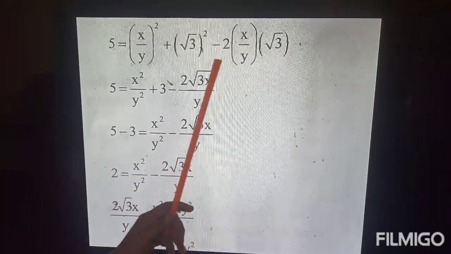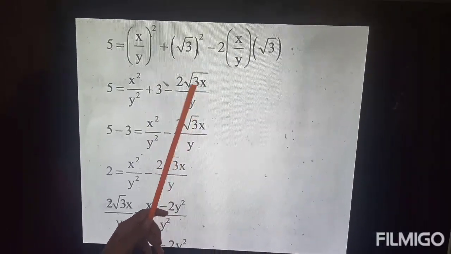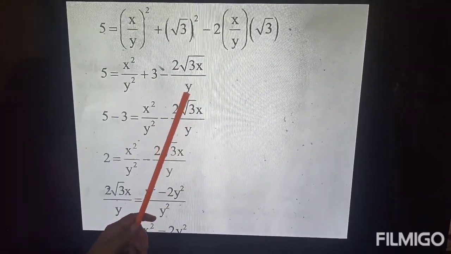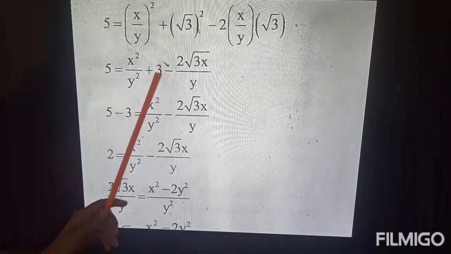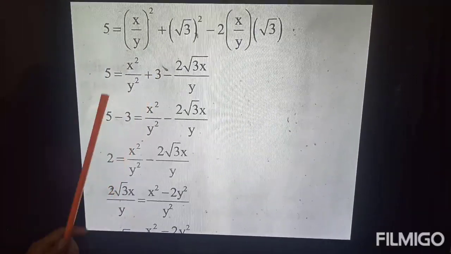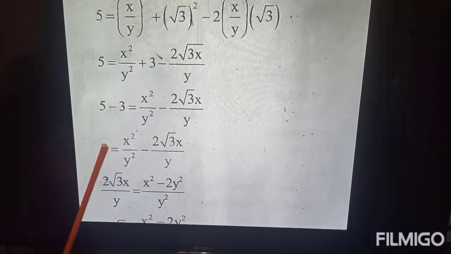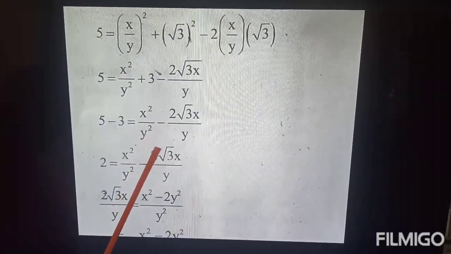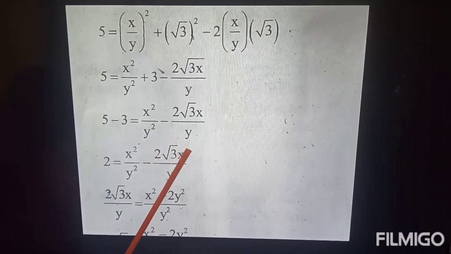2 into root 3, 2 root 3 x by y. Then I have to take this number plus 3 to the left side. 5 minus 3 will be 2. Then x square by y square minus 2 root 3 x divided by y.